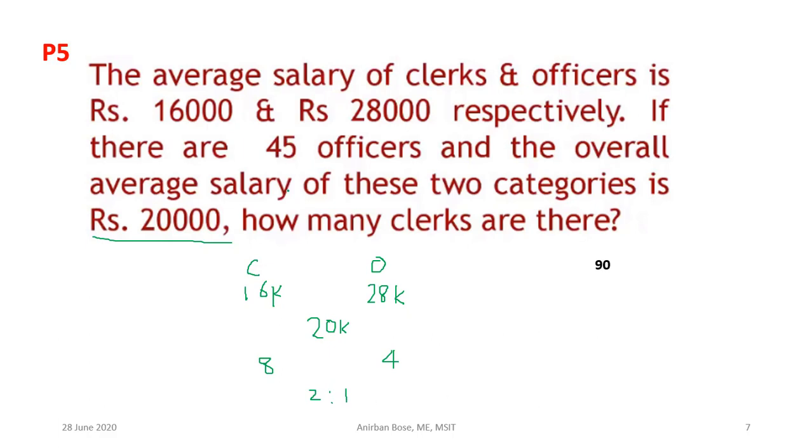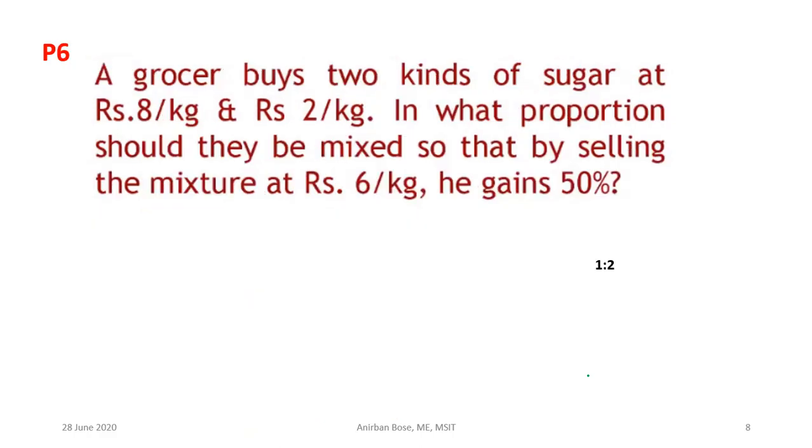Now there are 45 officers. The question is how many clerks are there. So this 1 corresponds to officers. If this 1 is 45, the question is how many clerks are there. Clerks correspond to 2. So if officers are 45, 2 corresponds to 90. So the answer is 90. Okay, so 90 clerks are there. Now coming to this problem.